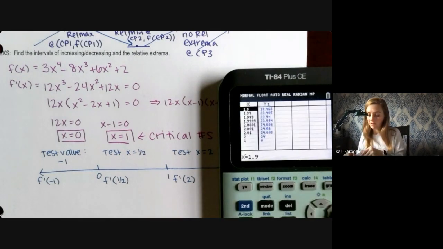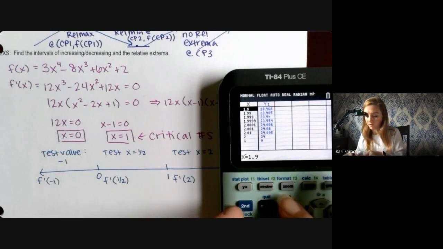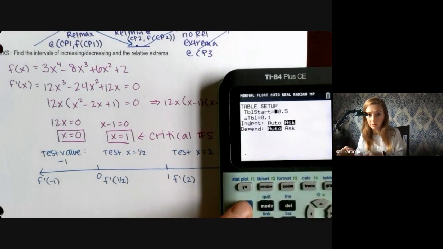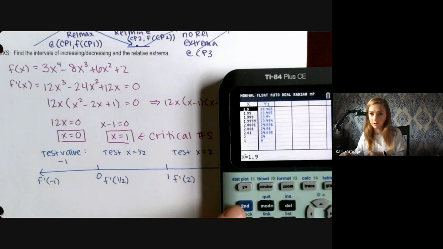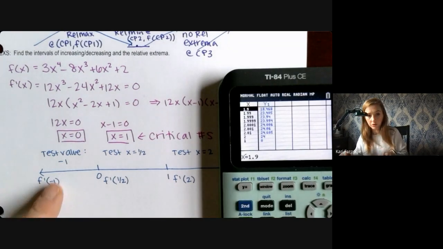Now I have my table set to ask. Yours is probably also set to ask. If it's not, remember you go to second window to your table set and make sure your independent variable is set to ask. And then you go back to your table and just look at the values that you're interested in. The first value I want to look at is -1. The second value is 0.5. And the third value is 2.